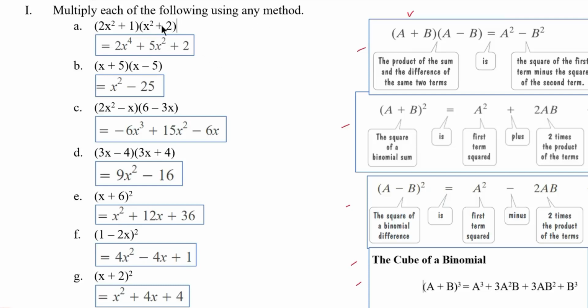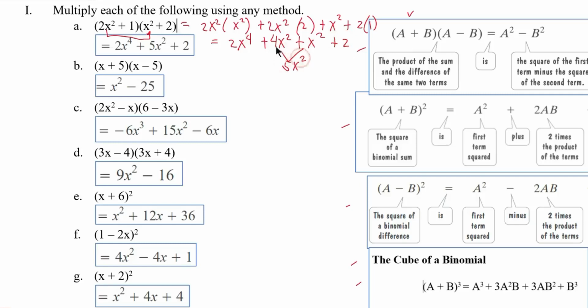Okay? So, for number 1, you can apply FOIL or simple distribution. If you are going to use FOIL, first is 2x square multiplied by x square, 2x to the 4th. Then outer is 2x square multiplied by 2. Then inside is x square and 1, or 1x square, kahit wag na yung 1. Then last is 2 times 1, or simply 2. Equals 2x to the 4th plus 4x square plus x square plus 2. Combining these two terms, 5x square. So, ang sagot dyan ay 2x to the 4th plus 5x square plus 2.